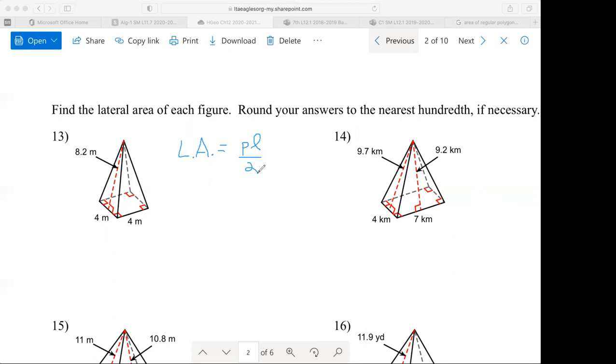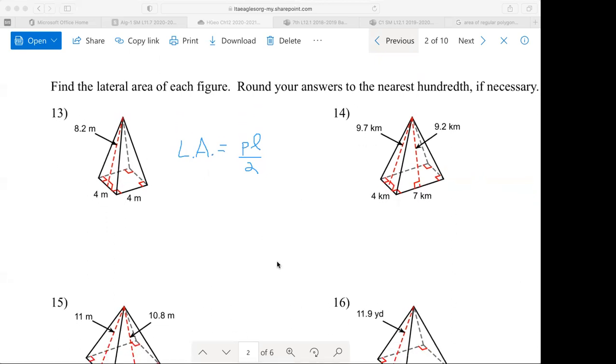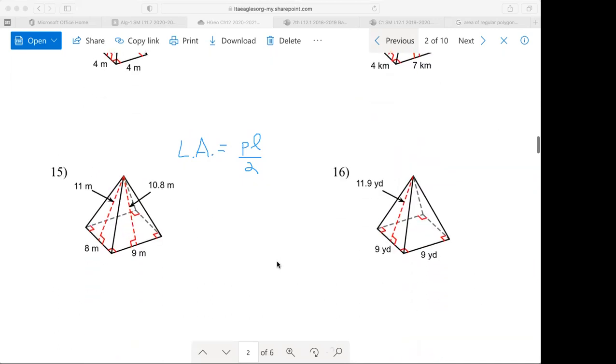All right, nothing tricky here at all. It's just a perimeter. You're not going to mess up on what's the base here. It's going to be very clear. It's a pyramid. So all we need is the perimeter. Pick one, Matt. 15. All right. So we need the perimeter of the base.